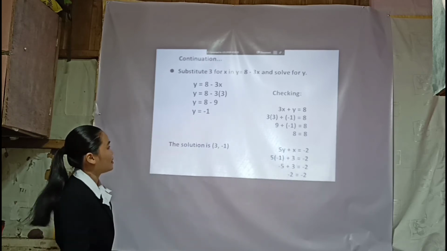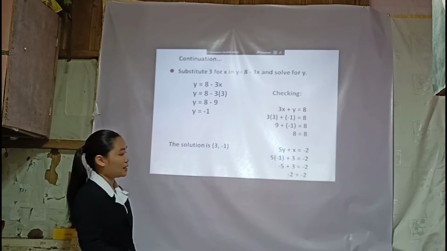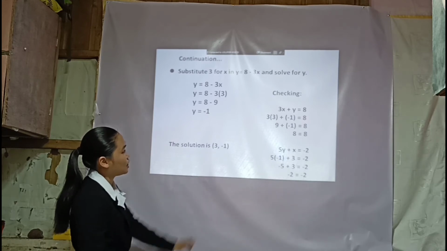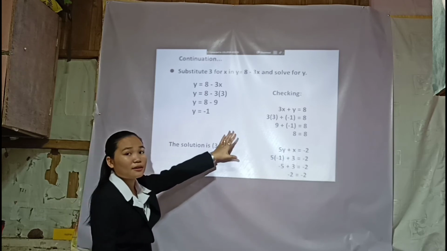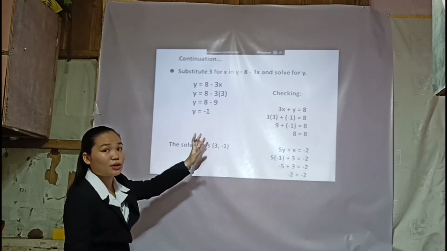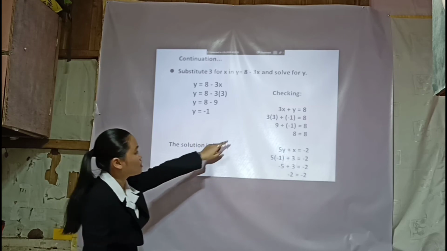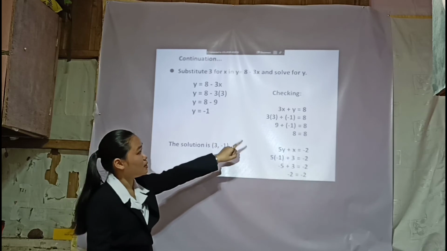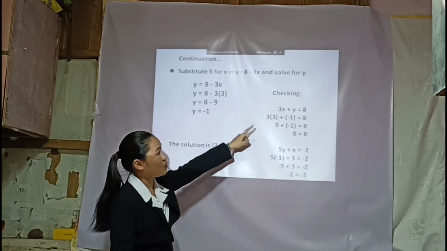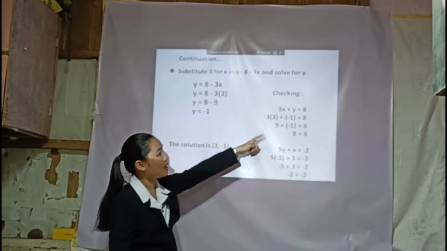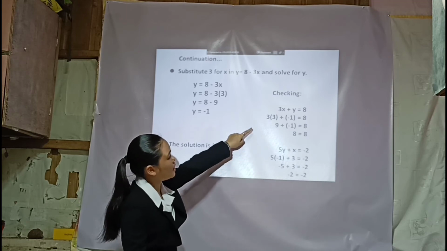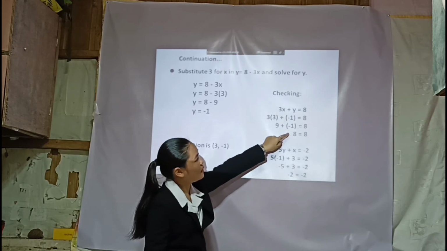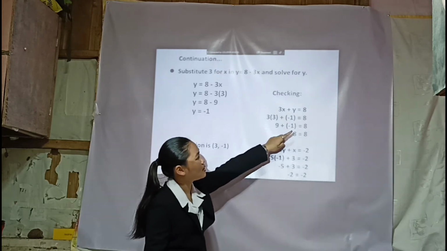Let's check our answer, if the value of x is 3 and the value of y is negative 1. So, checking. Use the first and second equation, or the original equations. So, 3x plus y equals 8. Let's substitute the value of x, 3, and the value of y, negative 1. So, 3 times 3 equals 9, plus negative 1, which is the value of y, equals 8.